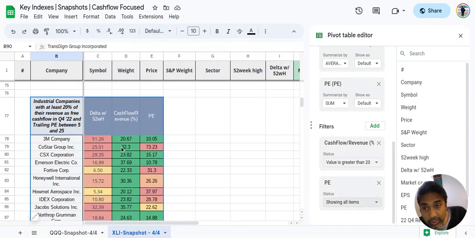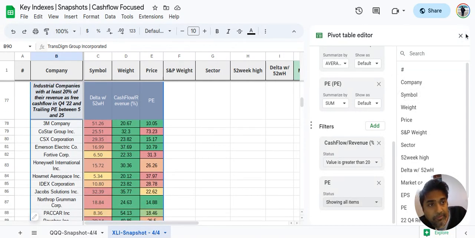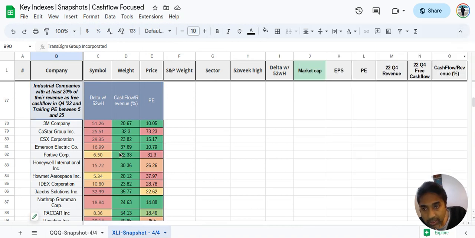So, the delta from the 52-week high. You have 3M. Now if you look at 3M, it's down 51% from its 52-week high. So it's in pretty bad technical shape. Whether it actually is a falling knife or it found the bottom, nobody knows. So I'll not go further, but you can see it has one of the better positive cash flow and PE combinations. CoStar, CSX, Emerson, these are a few of the companies, right?